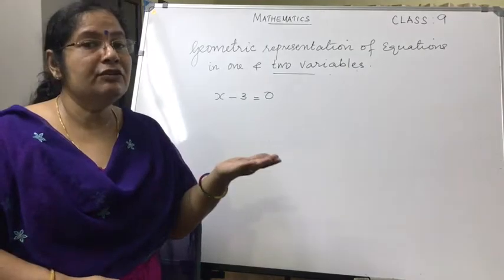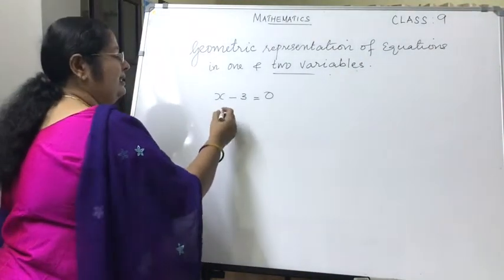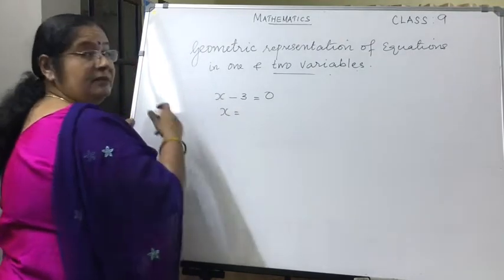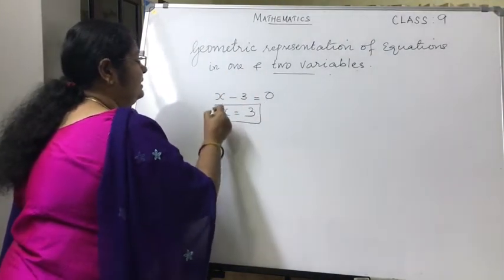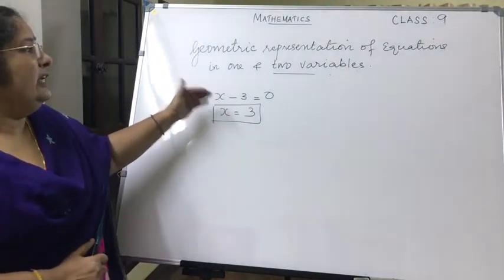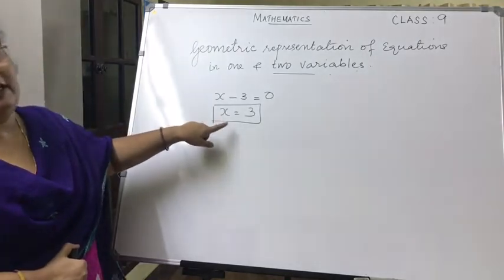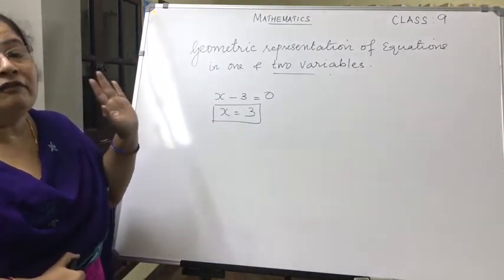And what is the solution? How will you get that? x minus 3 equal to 0 means x is equal to, transposing minus 3 to the other side, you'll be getting it as 3. So x equal to 3 is the equation in one variable. x equals 3 is the equation in one variable.